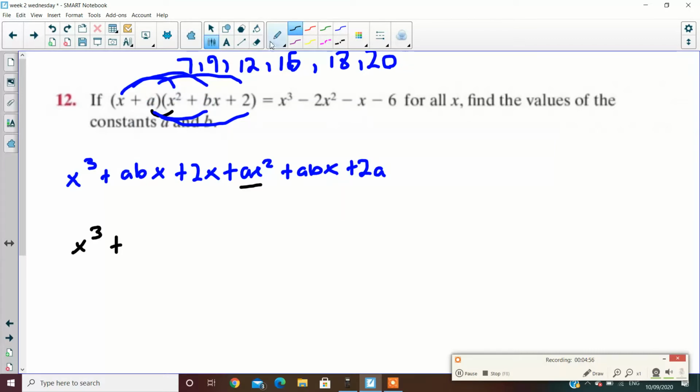Oh, sorry, I made a mistake there. x times x, x cubed, x times bx is bx squared, x times that is 2x, ax squared, abx, 2a. Great. Now, factorize the x squared, and we get a plus b x squared. It's the same as ax squared plus bx squared. And then you're going to take out the x, and you're going to be left with 2 plus ab times x plus 2a.